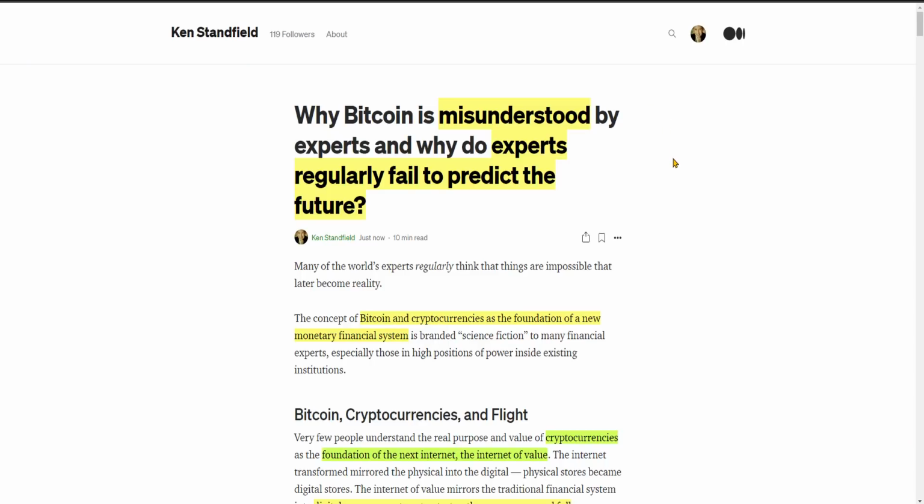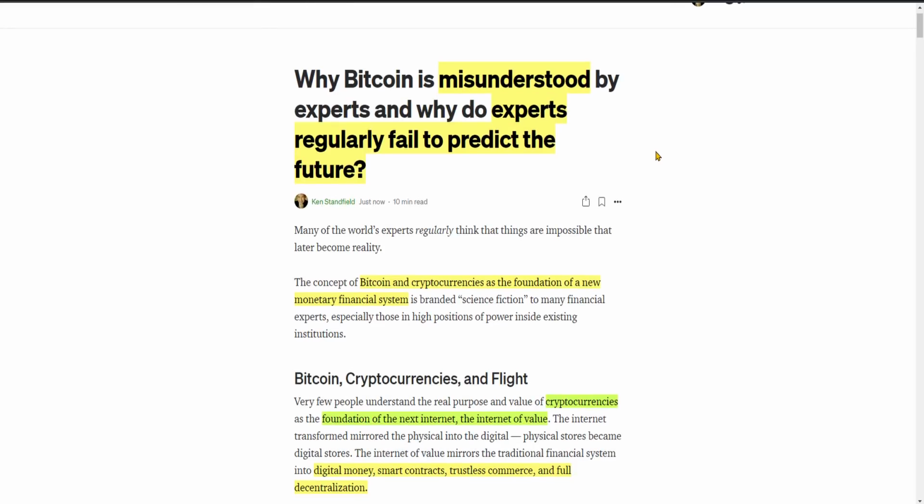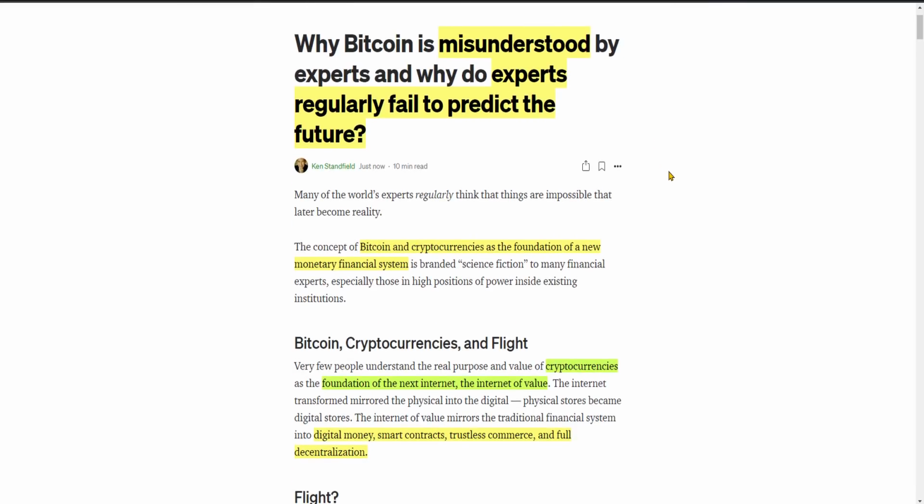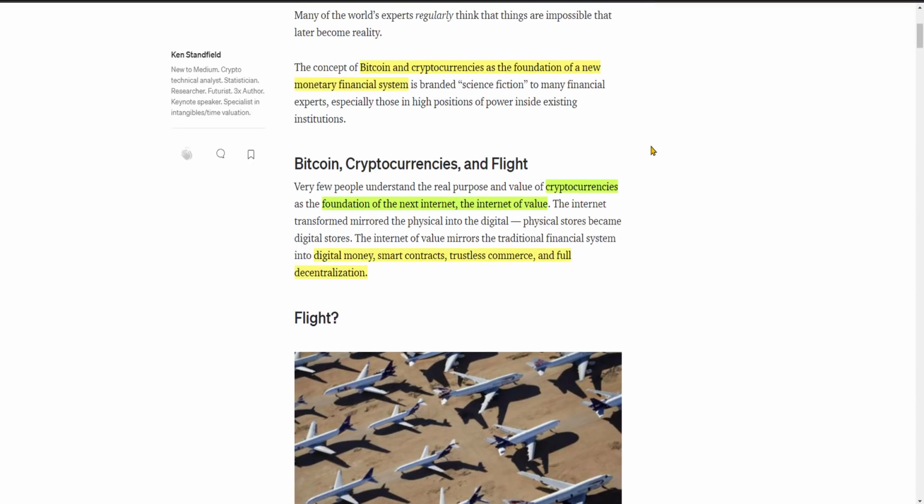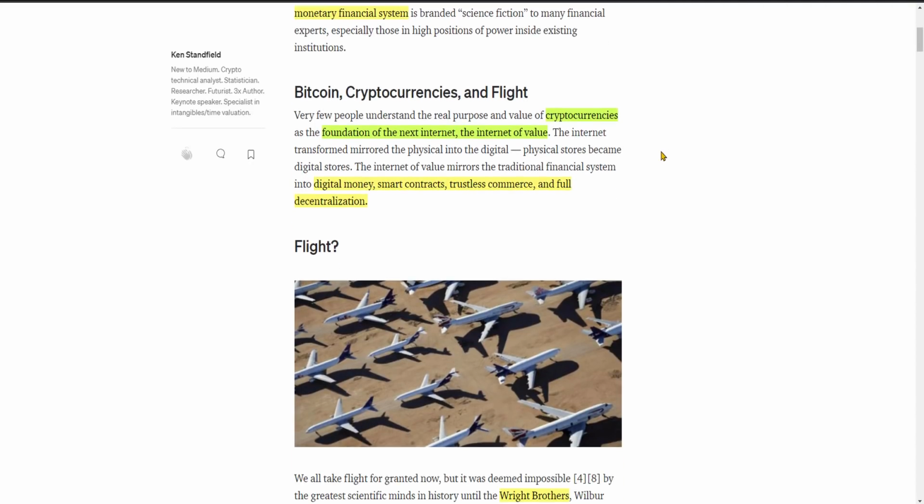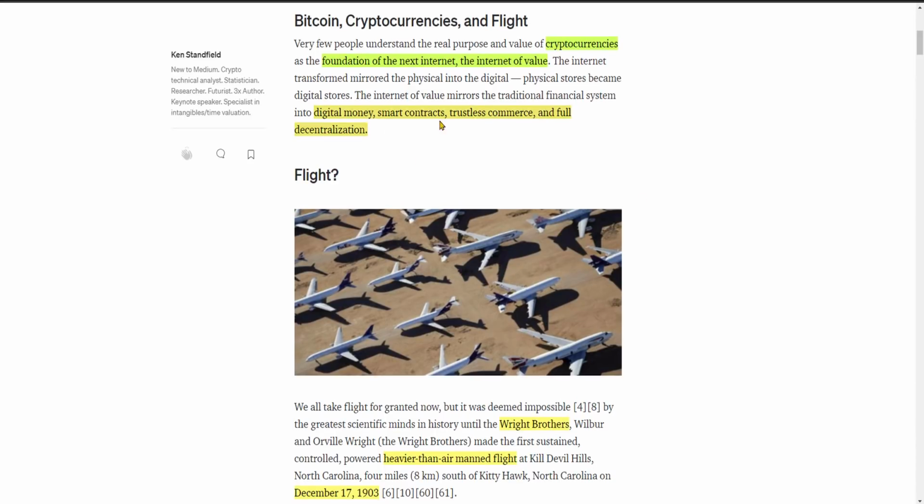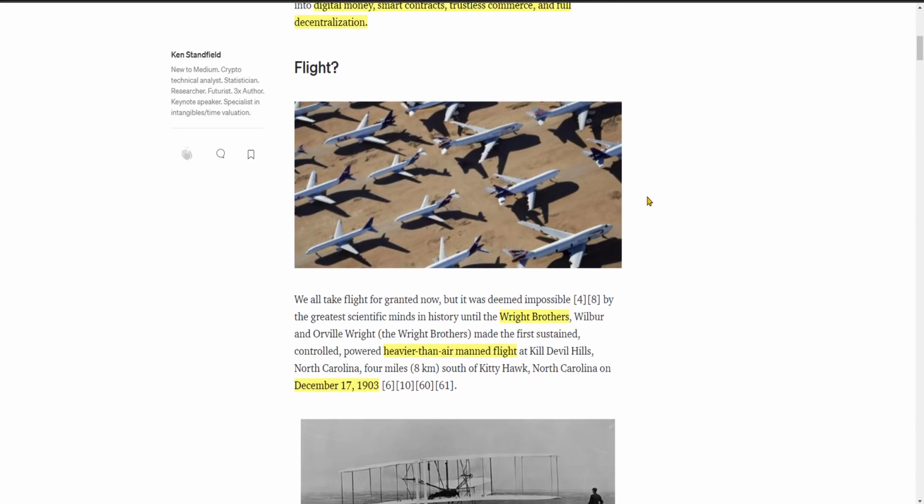I wrote this article and popped it on Medium. Why Bitcoin is misunderstood by experts, and why do experts regularly fail to predict the future? This is really, really important to understand. So, as you know, Bitcoin and cryptocurrencies are the foundation of a new monetary financial system. They're the next internet, the Internet of Value. All those properties I just read out.